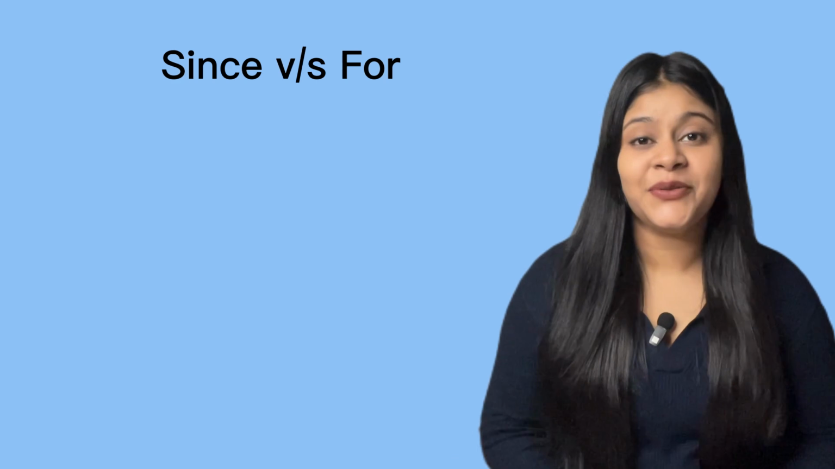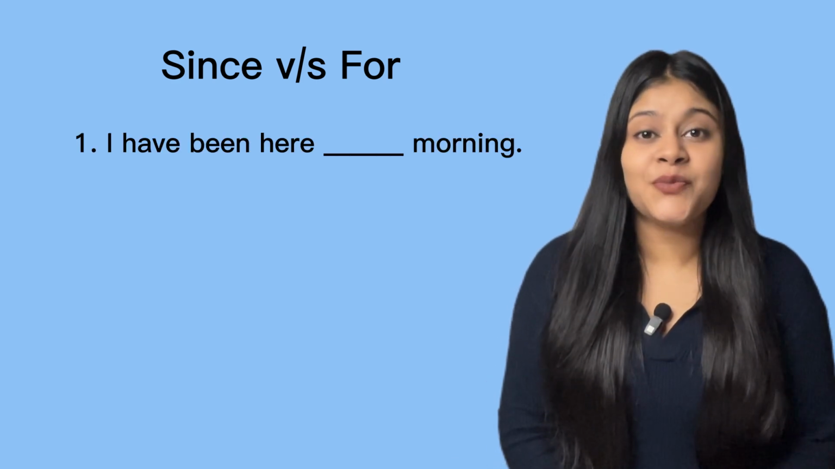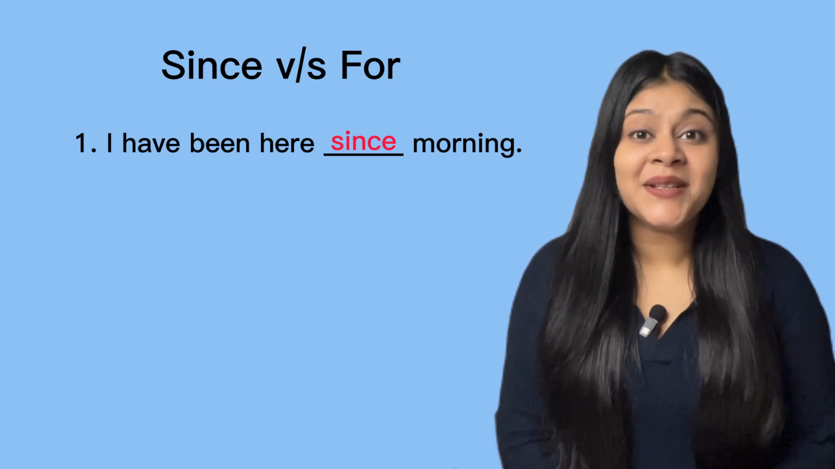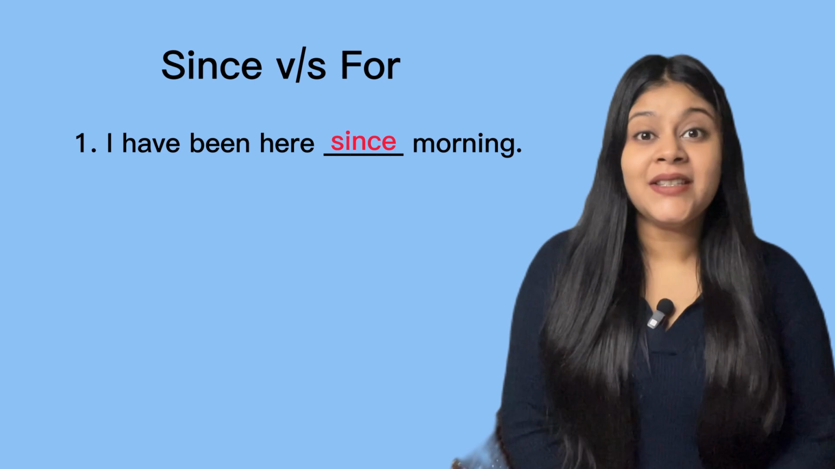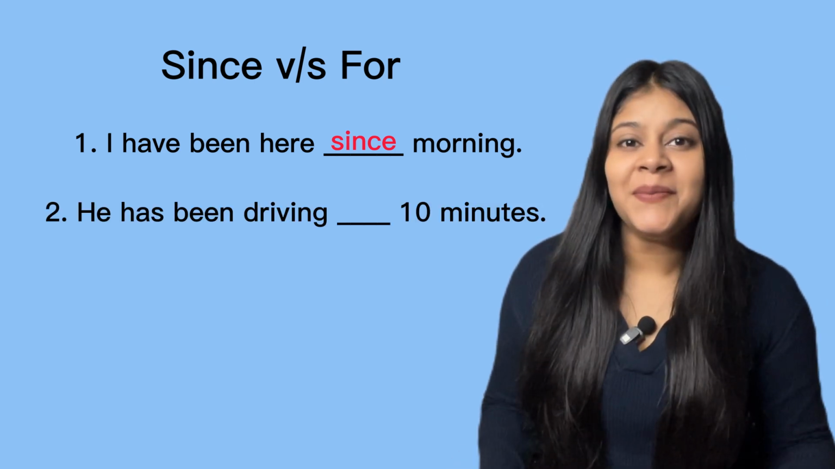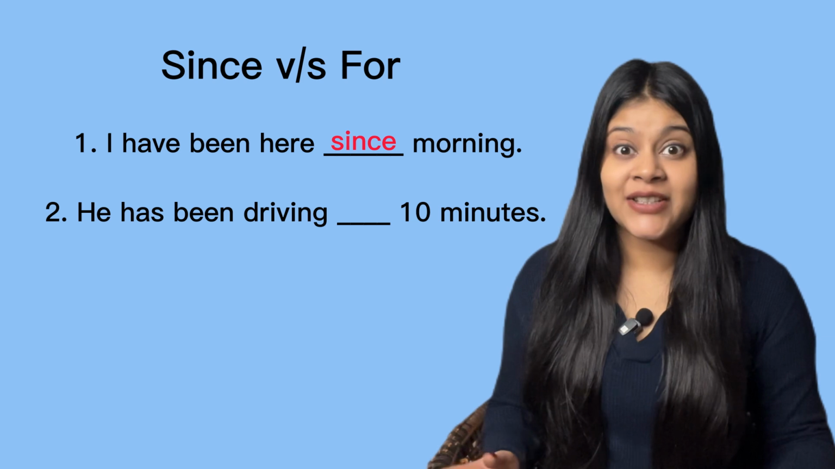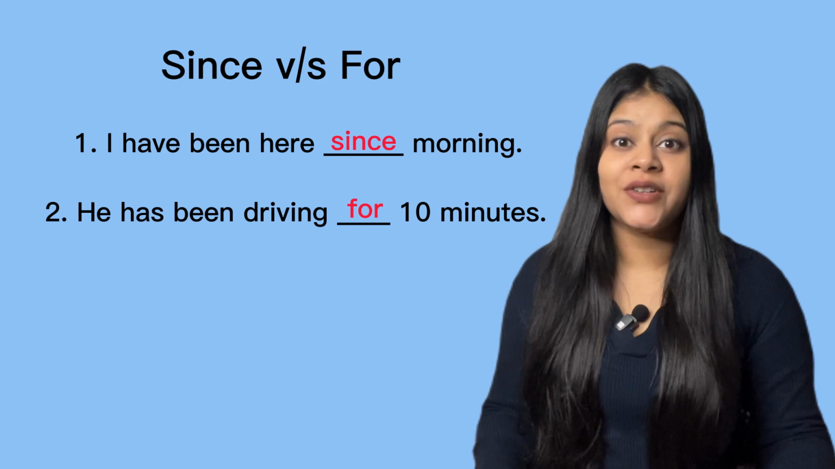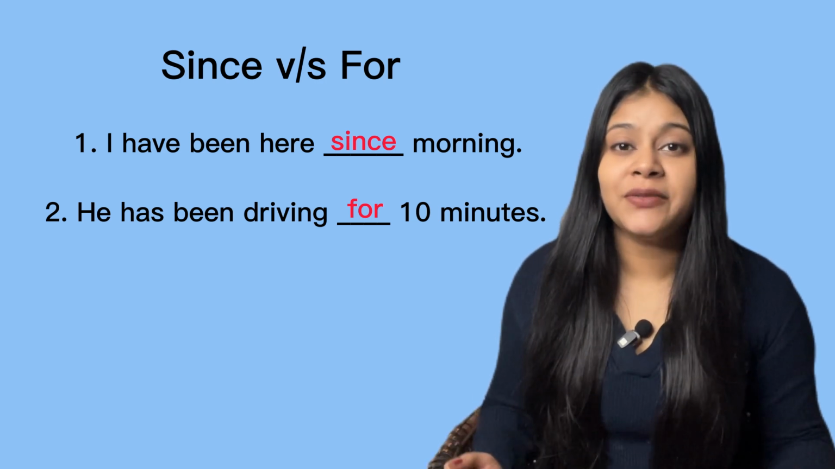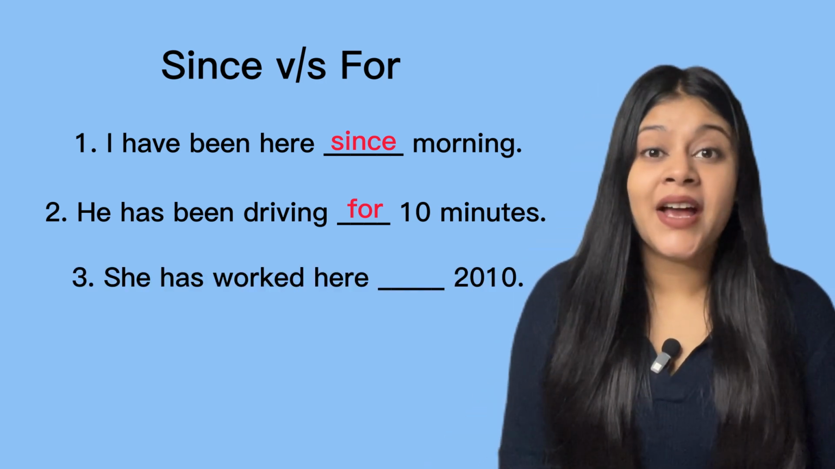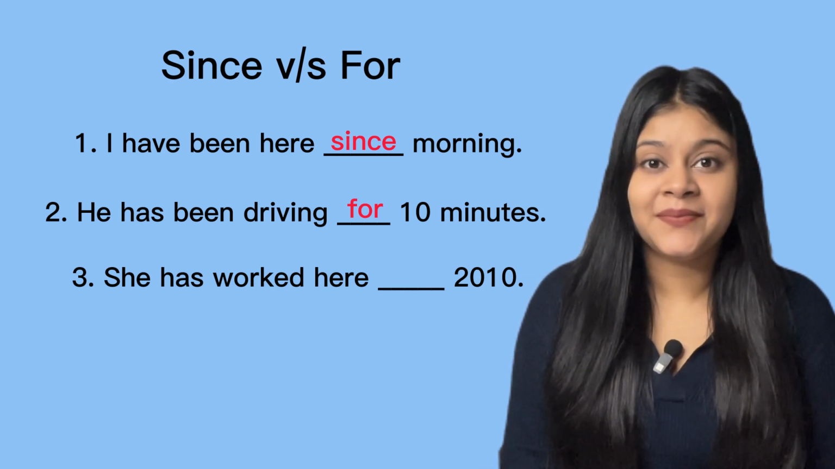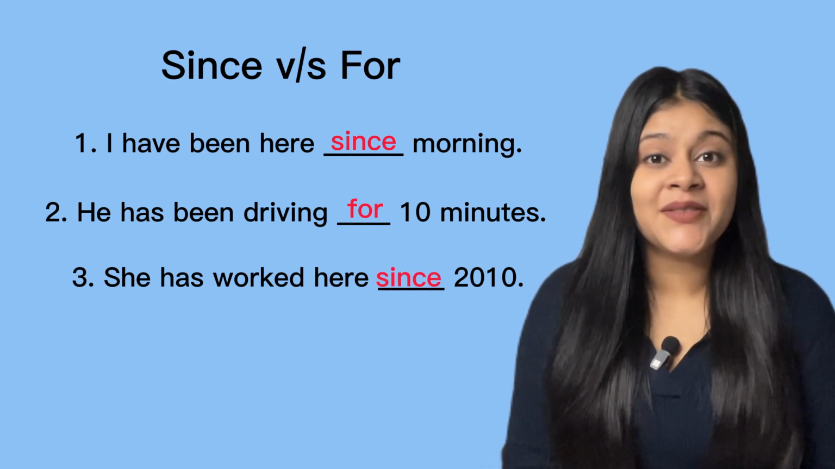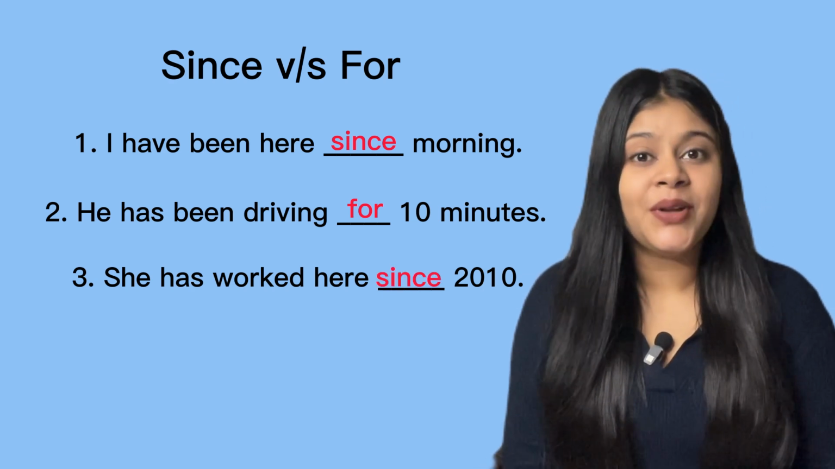Why don't you tell me the answer for this? I've been here dash morning. Since or for? In this case, the correct answer would be since, because we are talking about the starting point, which is morning. What about this one? He's been driving dash 10 minutes. In this case, the correct answer would be for, because we are talking about duration of the action. Let's try another one. She has worked here dash 2010. Since or for? Here also we'll use since because we are talking about the starting point, which is 2010.